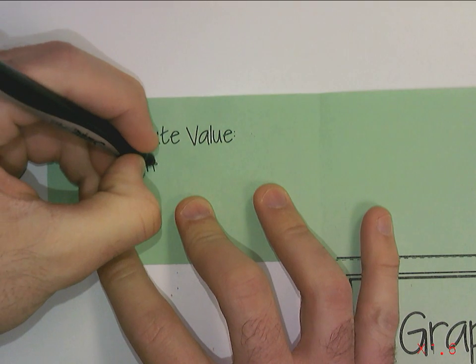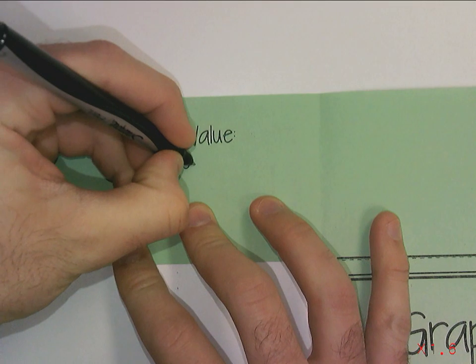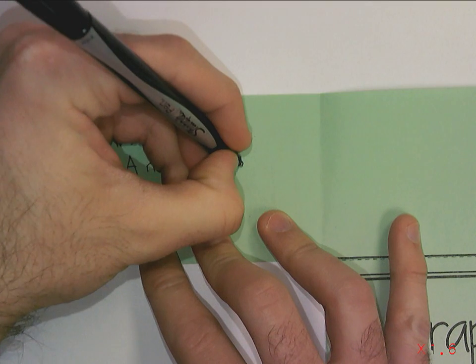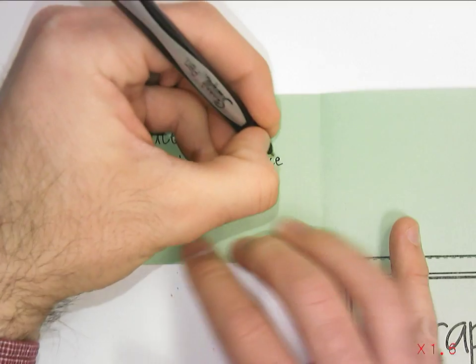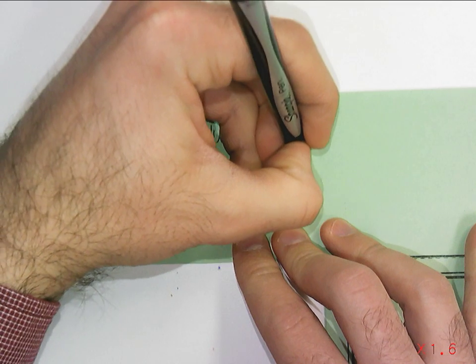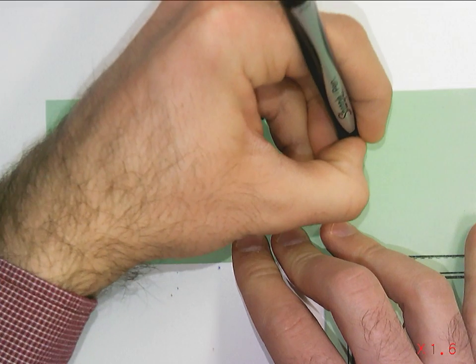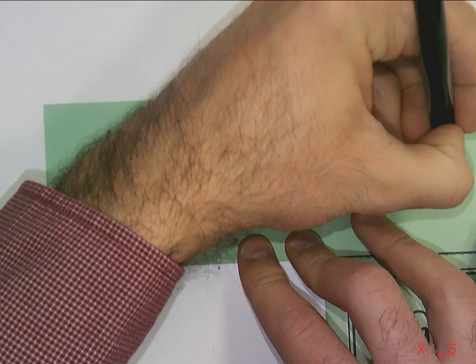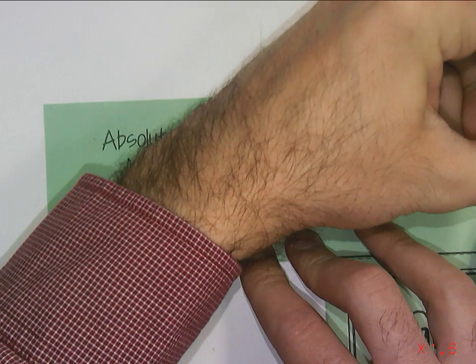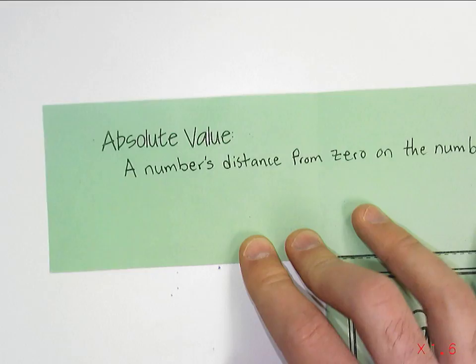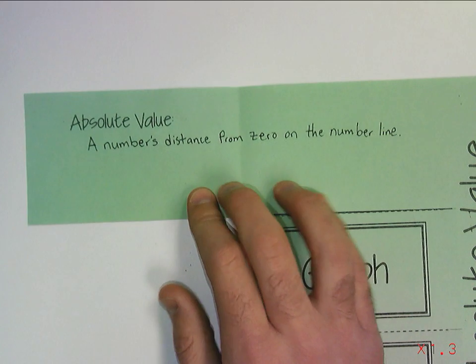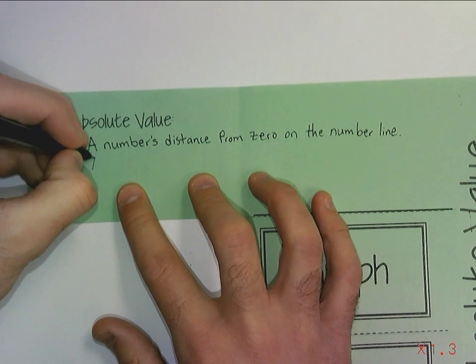A number's distance from zero on the number line. So a number's distance from zero on the number line. And it will always be positive.